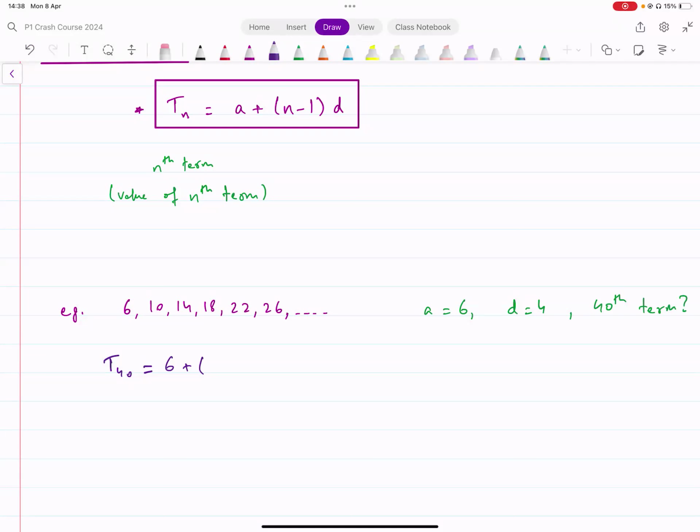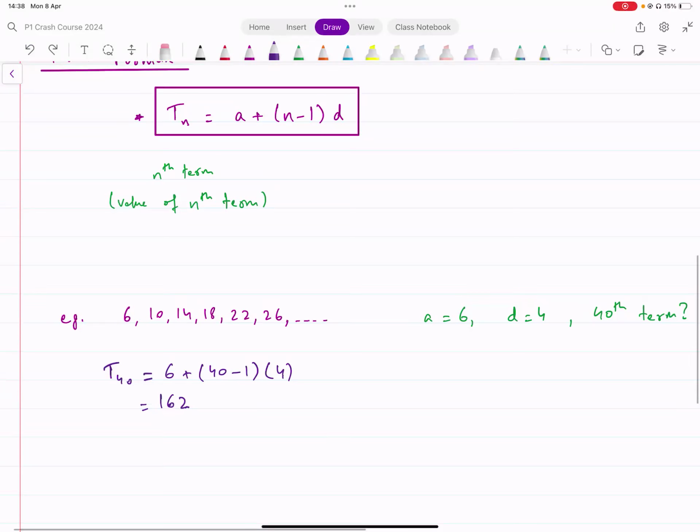Right? So we have n minus 1. That means 40 minus 1 times the difference. The difference is 4. Just input values in this formula, and that's going to give you the value of the 40th term. Make sense? You can see what this turns out to be now. 6 plus 39 into 4, and that's giving me 162. The value of the 40th term in this sequence is 162. Okay, so that's how the term formula is used in an arithmetic progression.